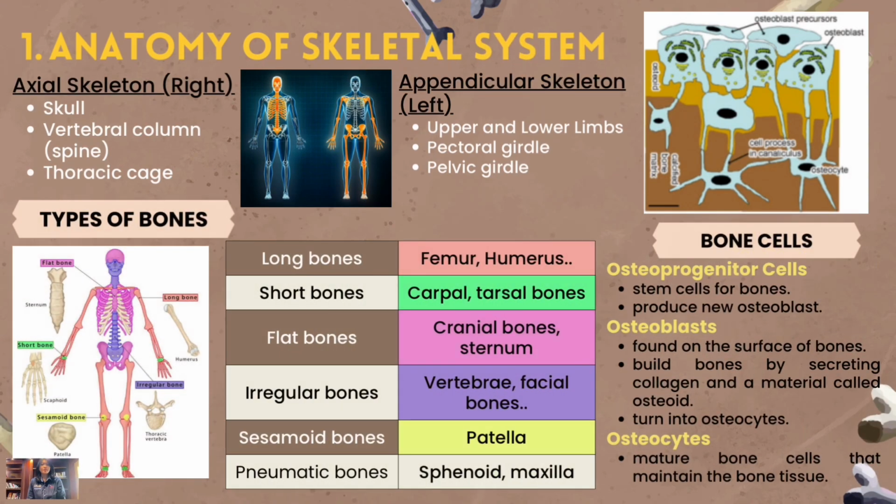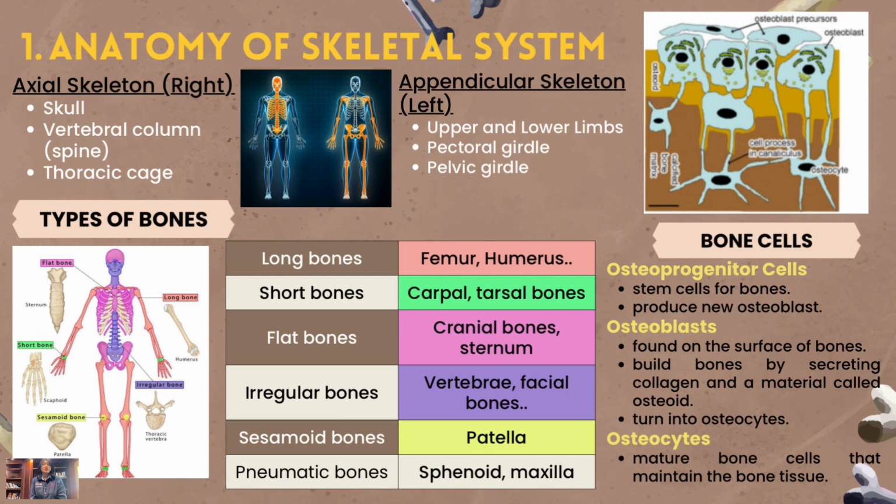So the first topic will be about the anatomy of the skeleton. As we know, the skeleton consists of 2 main parts, which are the axial skeleton and the appendicular skeleton. The axial skeleton, on the right side of the picture that I've shown, consists of the skull, the vertebral column, as well as the thoracic cage, while the appendicular skeleton shows the upper and lower limbs, the pectoral girdle, as well as the pelvic girdle.